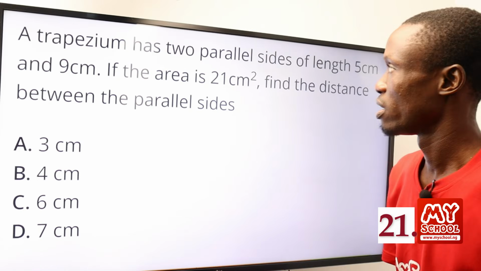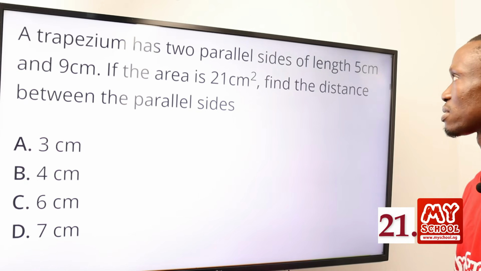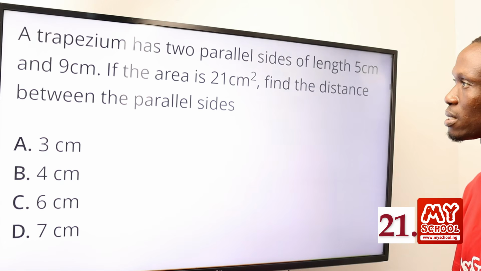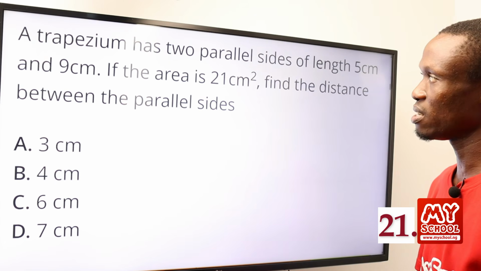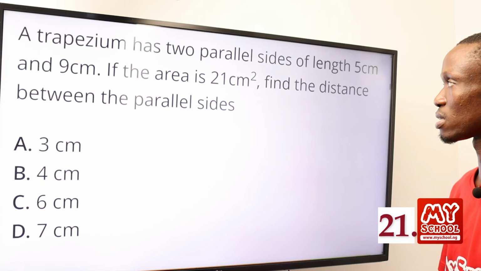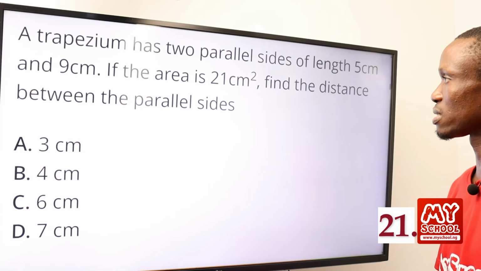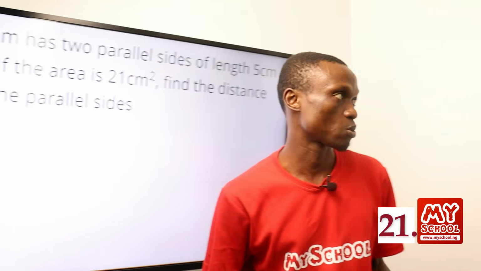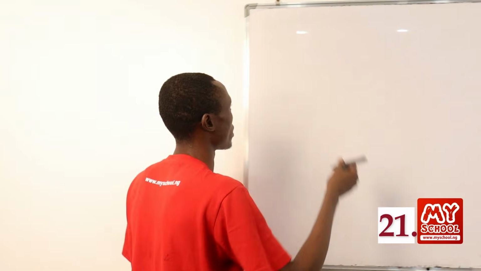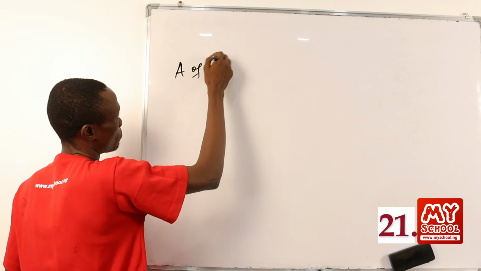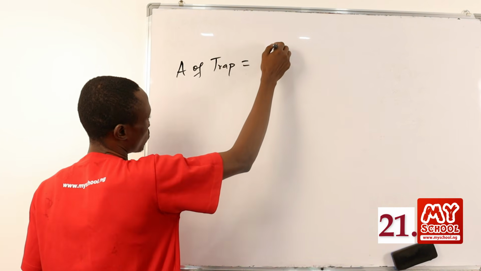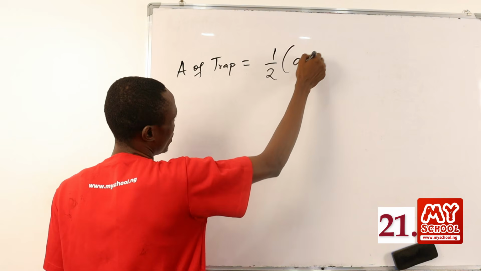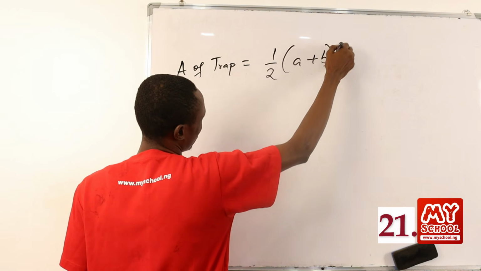Question 21. A trapezium has two parallel sides of length 5 centimeters and 9 centimeters. If the area is 21 centimeters square, find the distance between the parallel sides. So let's move over to the board to provide answer to this question. We know that area of trapezium is given as 1 over 2 bracket open a plus b bracket close h.